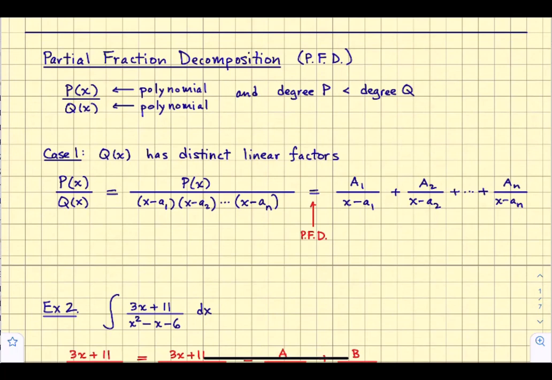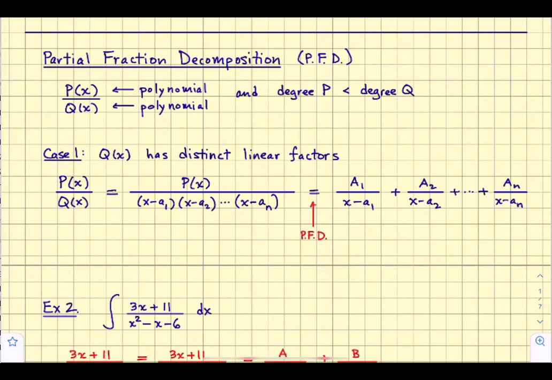The setting for a partial fraction decomposition is one where you have a polynomial p of x divided by a polynomial q of x, where the degree of the polynomial p is strictly less than the degree of the polynomial q. Remember, the degree is just the highest power that appears in the polynomial. We want to look at several cases and see how the partial fraction decomposition theory tells us how to decompose rational expressions of different forms depending on what we see in the denominator, q of x.